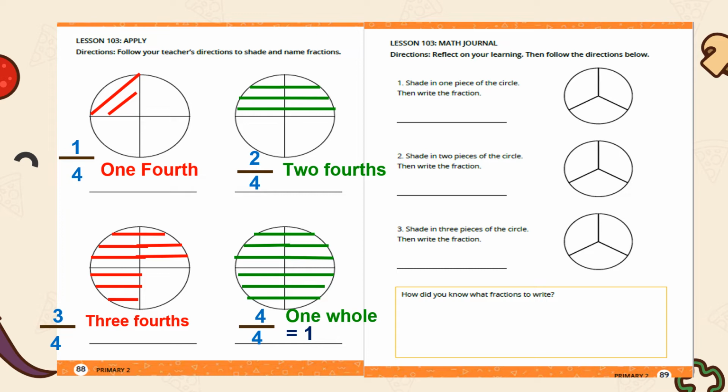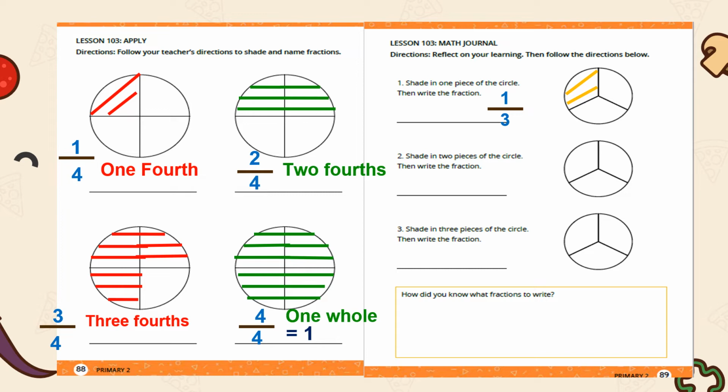Next page, number 1, shade one piece of the circle. Then write the fraction. So we are going to shade one piece. Now we have one colored part over the total parts, which is 3. So the numerator is 1 and the denominator will be 3.